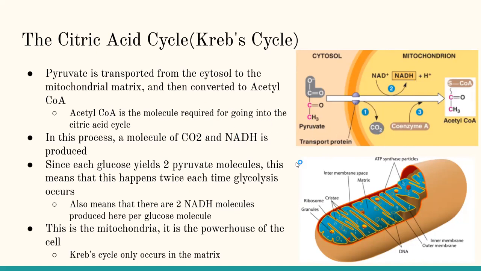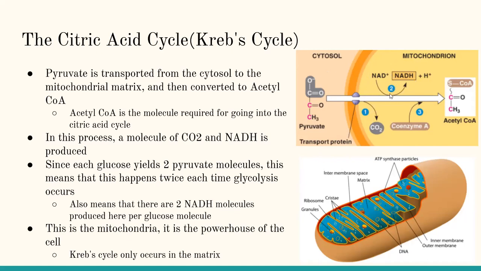In this process, a CO2 molecule and an NADH molecule are produced. As you can see here, the CO2 at stage 1 and at stage 2, NAD plus goes into NADH. Like I said earlier, since glucose yields 2 pyruvate molecules, this means that this happens twice each time glycolysis occurs. So there are 2 NADH molecules and 2 CO2 molecules here each time a glucose is used. The chart only shows 1 pyruvate, but there are 2 pyruvates because it was cleaved into 2, if you remember. So this happens twice for each glucose molecule.